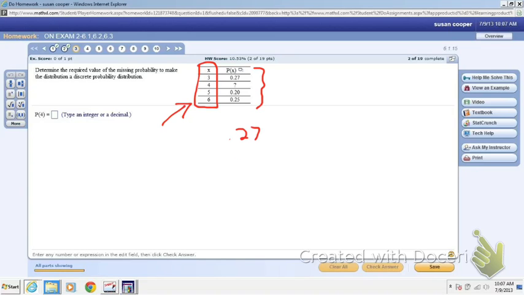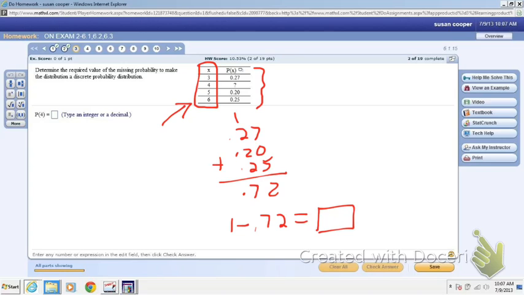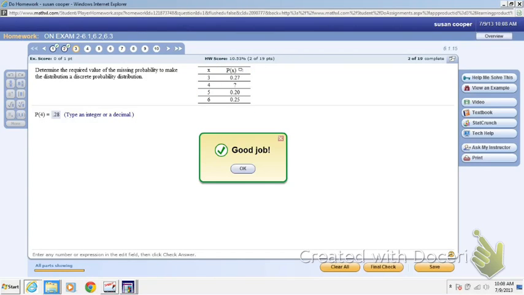So, 0.27, 0.20, 0.25, if we add all those together, we got 0.72, so what are we missing? So whatever 1 minus 0.72 is, I'll let you think about that. So we figured that out as 0.28. Computer says good job.